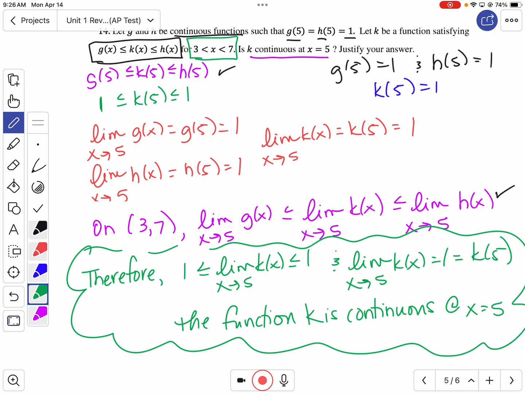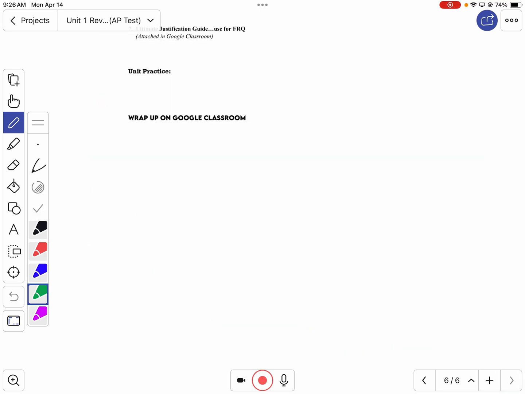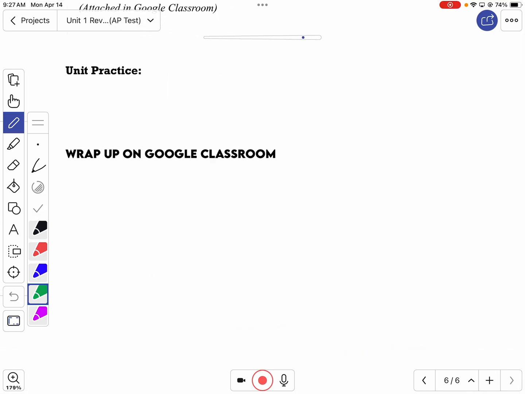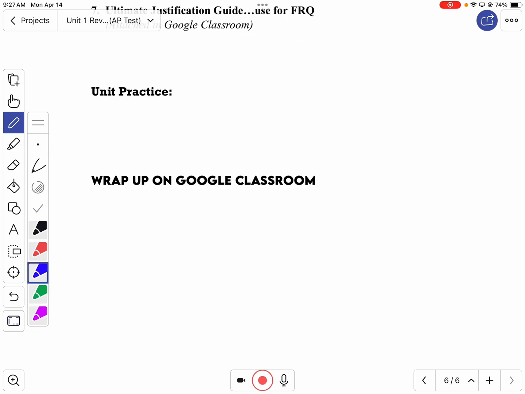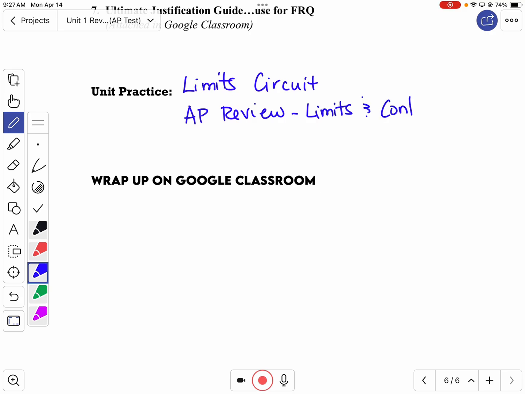Now, I've given you 2 things for additional practice, okay? I gave you a circuit. It's a limit circuit, so it's self-checking. But I also gave you a document called AP Review Limits and Continuity, and it has lots of good practice. Not multiple choice, but just good practice. Do a little bit of that, okay?